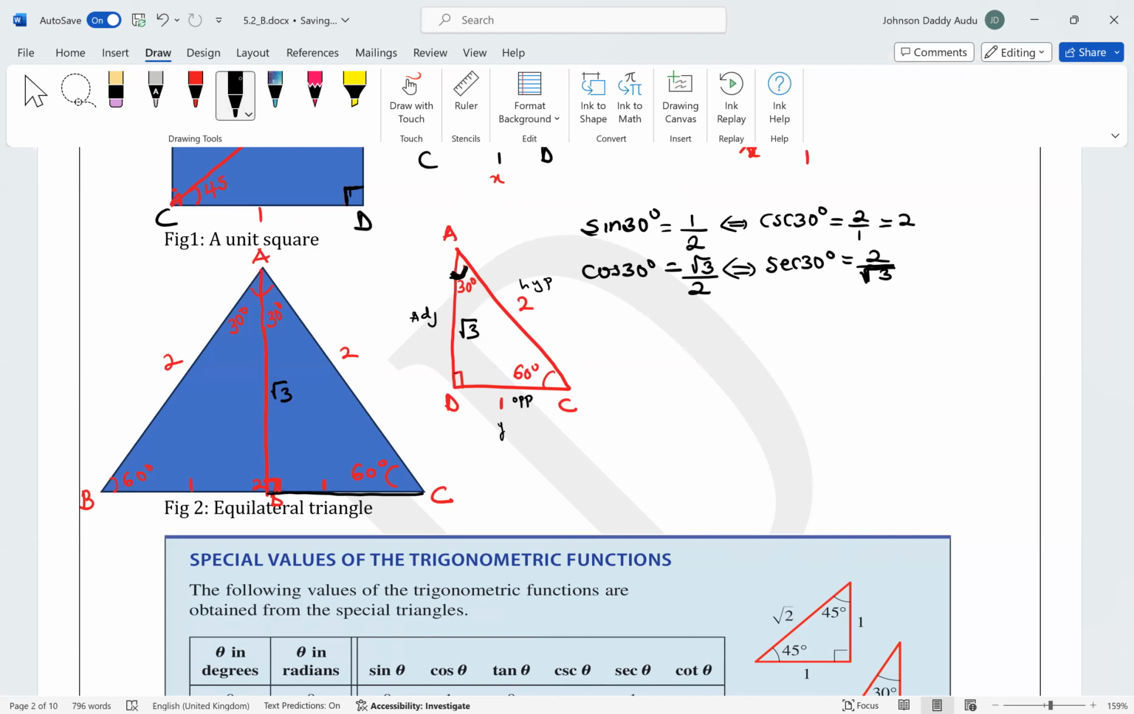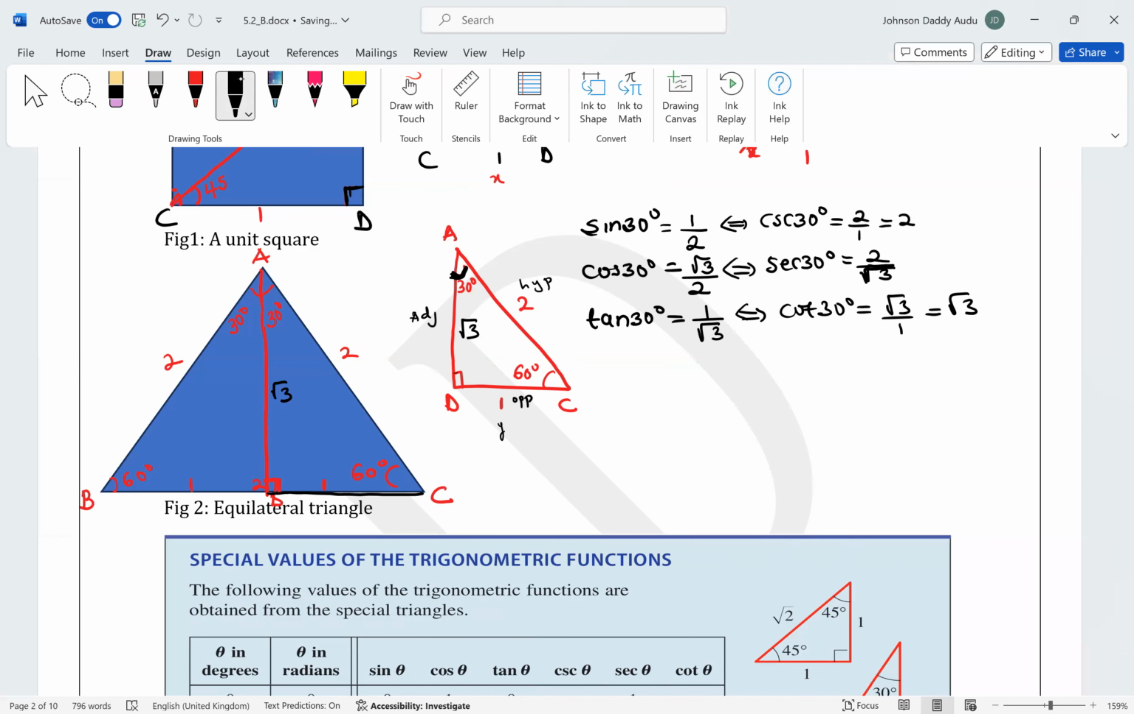Then we go for which one again? Tan 30 degrees is opposite over adjacent. So it's going to be 1 over root of 3. And that means that what? Cotan of 30 degrees is just root 3 over 1, which is root of 3. All right.